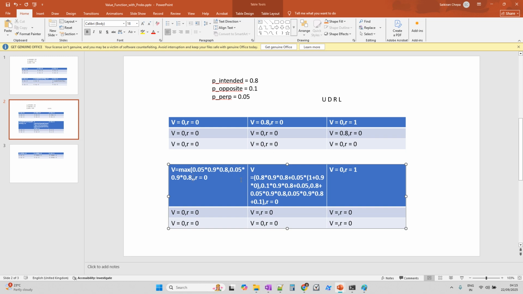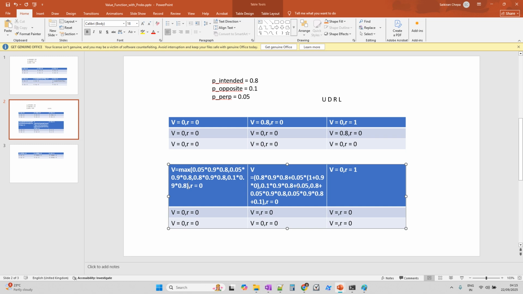Next is right. If he goes right, the intended direction is right. So 0.8 into 0.9 into 0.8. If right is going down, up, left, everything will be 0. So right is done now. Left, if he goes, then up and down nothing will contribute. Left side it will contribute something, but it is in the opposite direction. So 0.1 into 0.9 into 0.8. So we have calculated 1, 2, 3, 4 values, and you have to take the max of these.